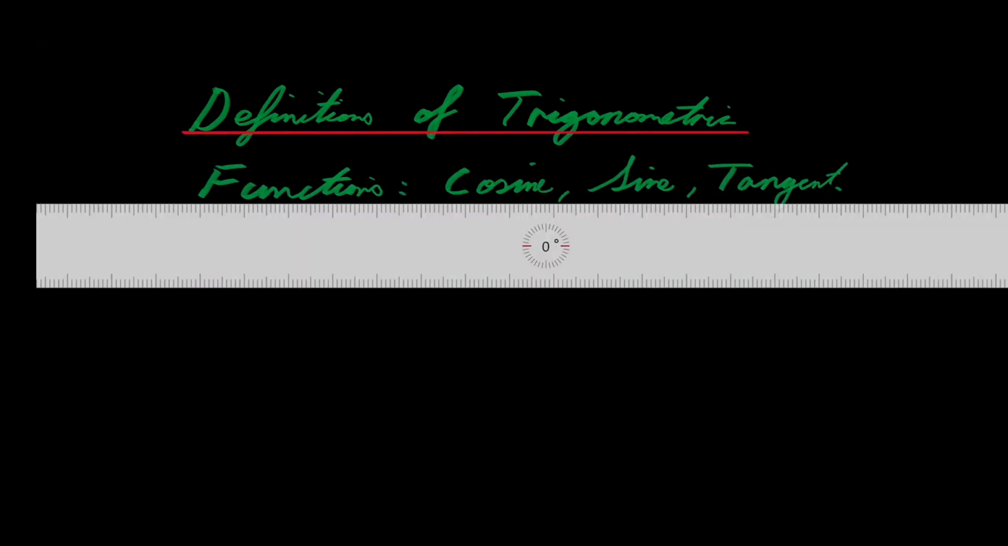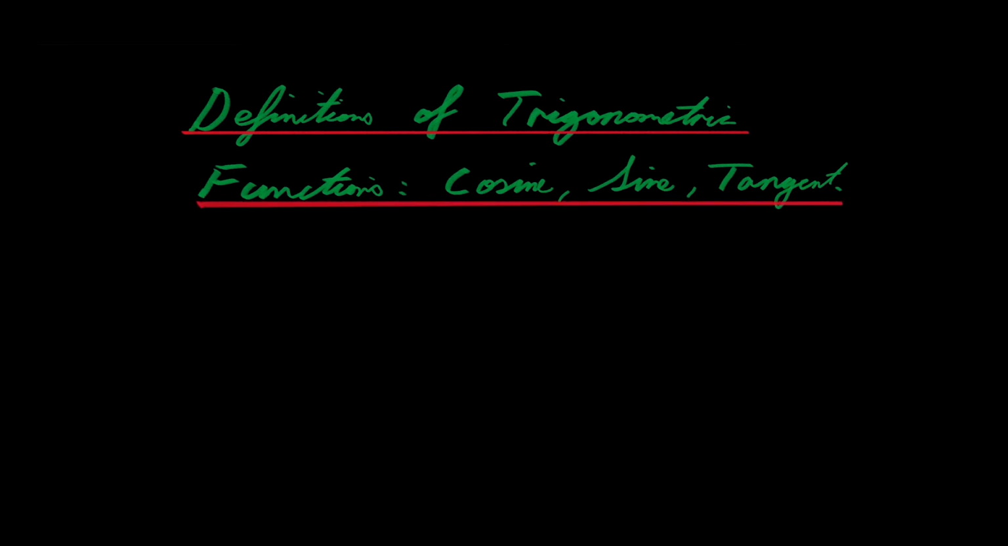Okay, you probably got introduced to them as defined in terms of angles, relationships between angles and side lengths of a right angle triangle. So this will be a video on the proper definition. And I'm referring to, by proper definition, the unit circle definition of cos, sine, and tan, respectively.